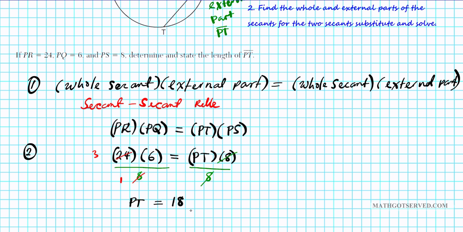Let's go ahead and state that. The length of secant PT is 18 units. All right, so that's that.